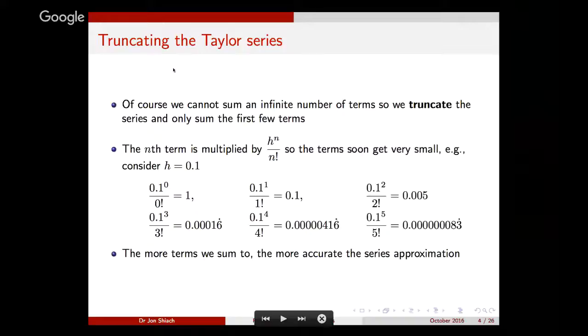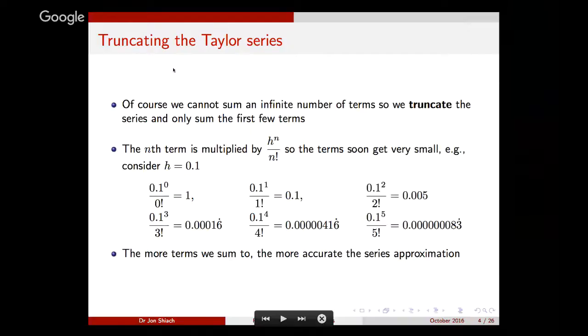Okay, I mentioned that we can't sum to infinity. We can't sum an infinite number of terms. So therefore we have to do what we call truncate. After a few terms, and depending on how accurate we want our solutions to be, depends on how many terms we take. We say, okay, we're going to draw a line and say, right, anything after this, we're not going to bother with.